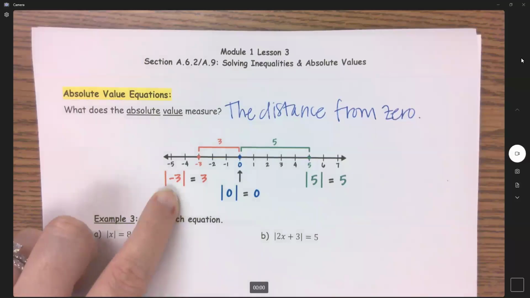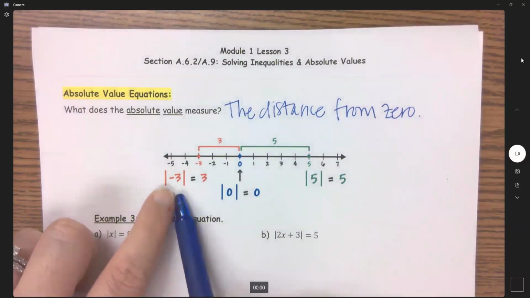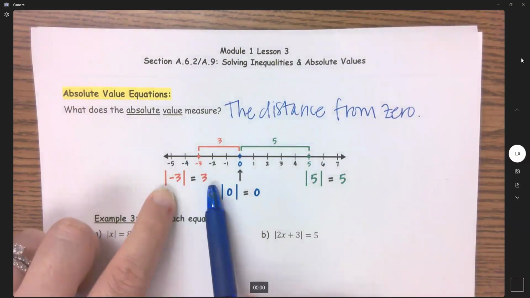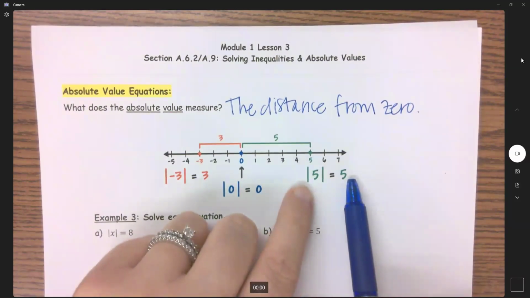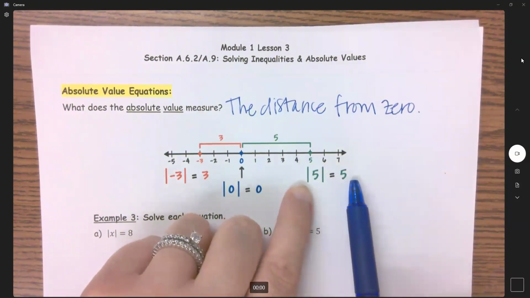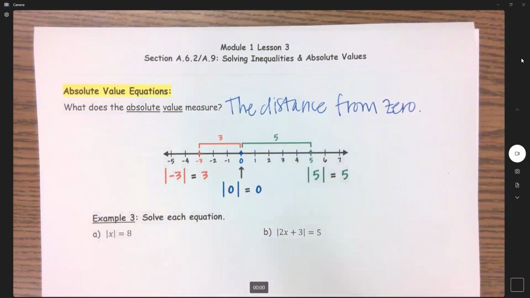Ironically, a lot of times we understand that the absolute value of -3 is +3, and then we'll come over here and say the absolute value of 5 is -5. The absolute value doesn't mean change the sign. It means whatever that number is, it's going to be positive because it's measuring distance and distance is positive.